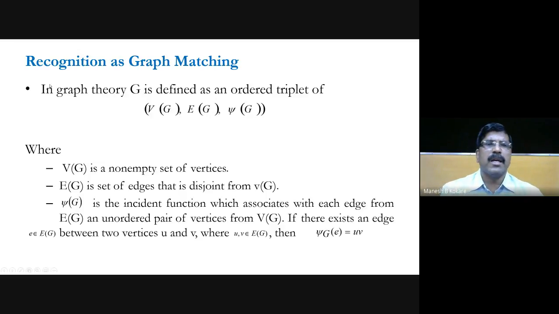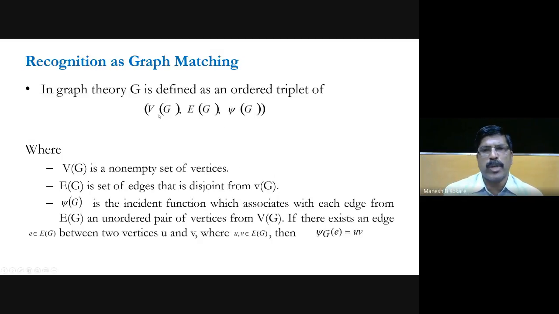You know that in graph theory, a graph Z is defined as an ordered triplet of V of Z, E of Z, and Psi of Z. Now, what is V of Z? V of Z is nothing but the non-empty set of vertices. V means vertices, E means edges. You know that a graph consists of vertices and edges, and then psi is the incident function, which tells which edge is there between two vertices, so it gives the information about it, right?